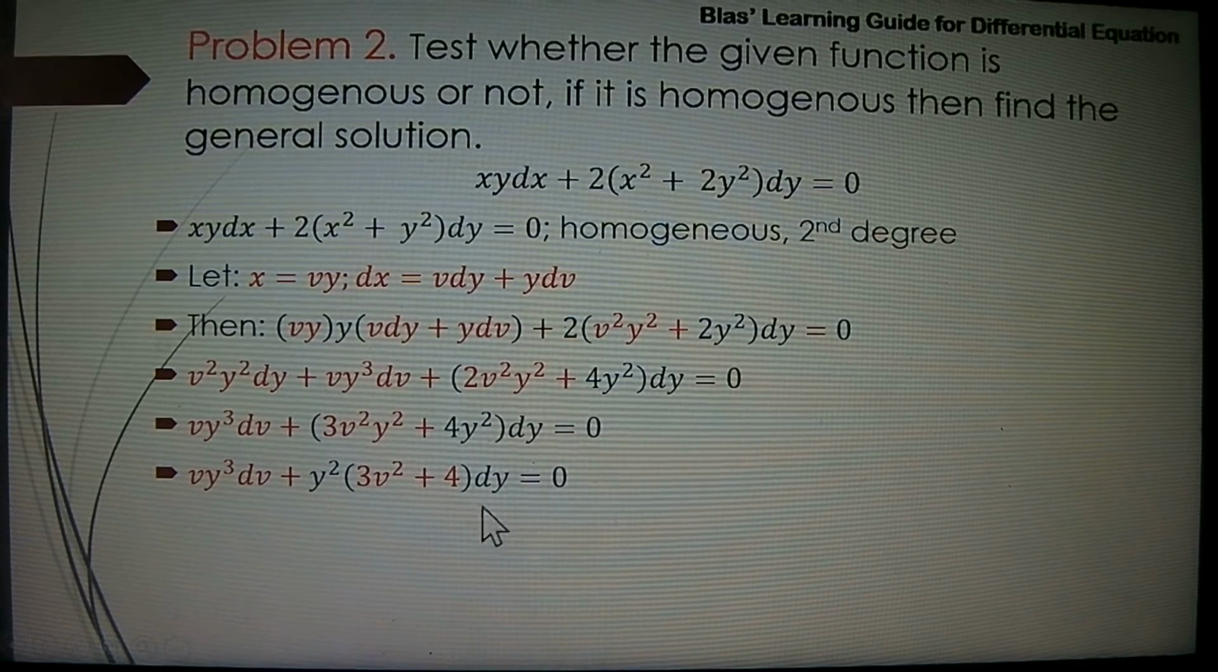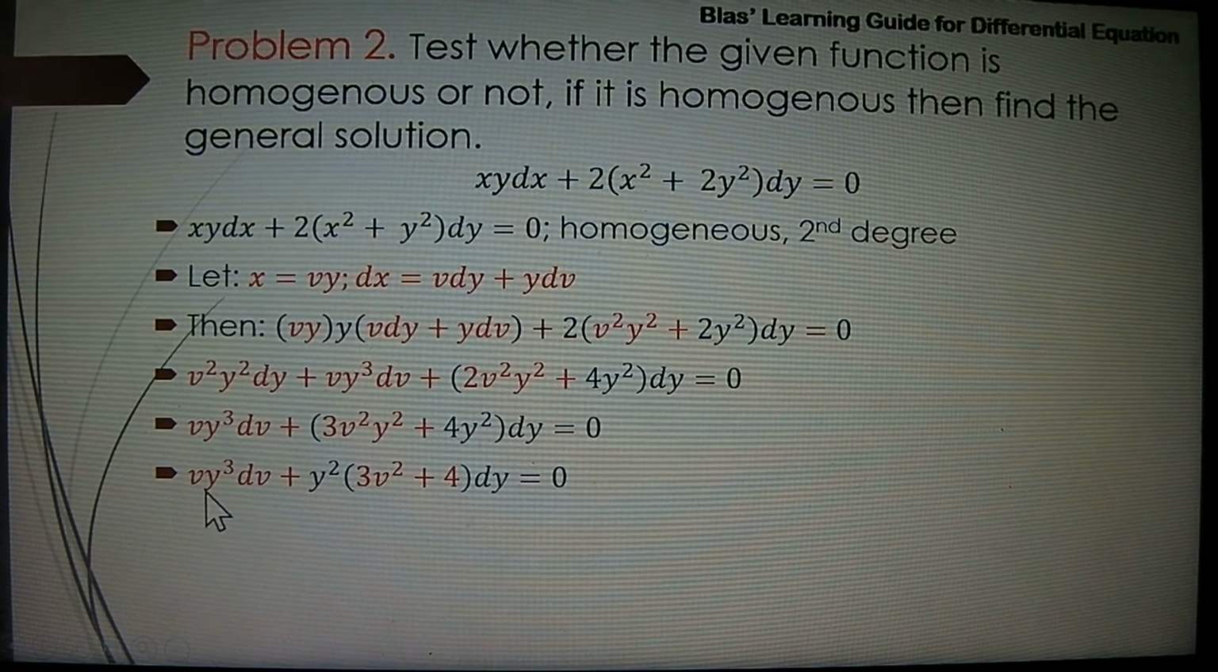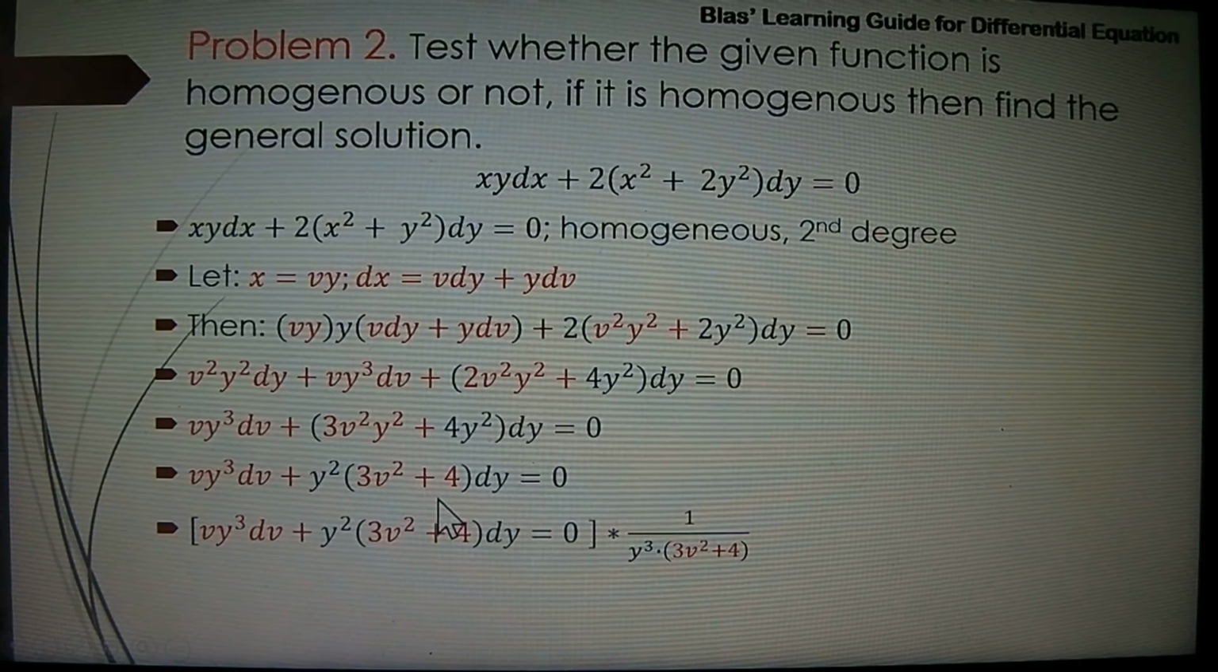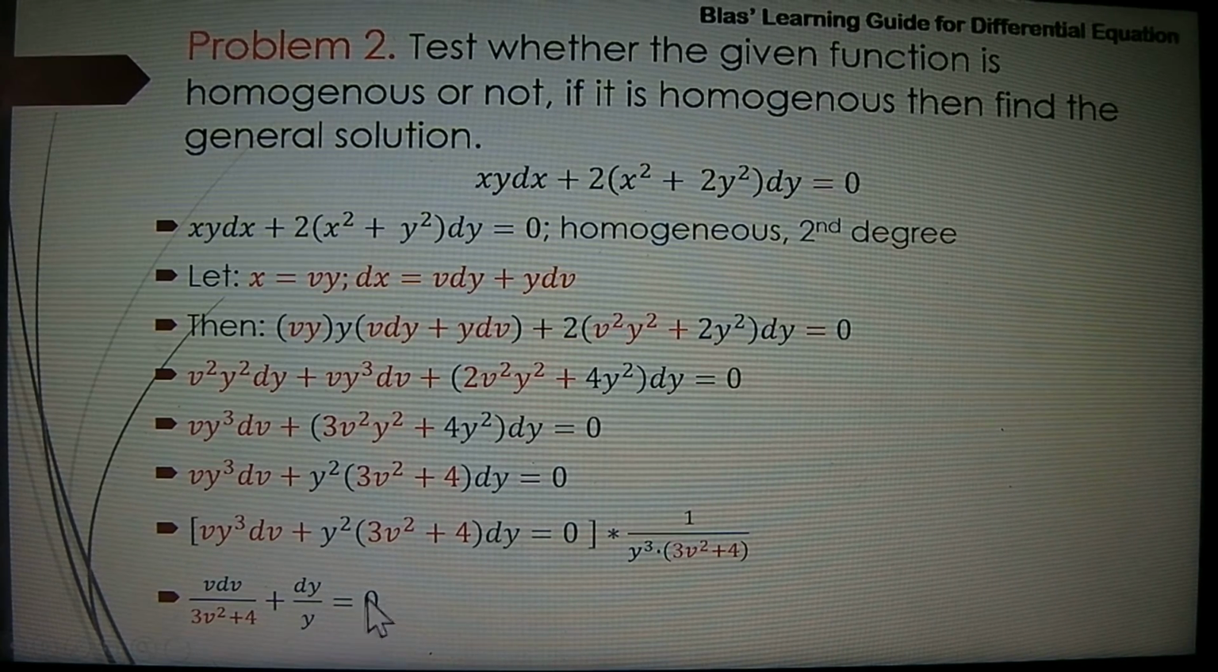Again, we shall be using the separation of variable. The unwanted factors here is y cubed, while here is 3b squared plus 4. So we have to multiply it by the unwanted factors. So it becomes b db over 3b squared plus 4 plus dy over y equals 0. Then we shall now integrate.